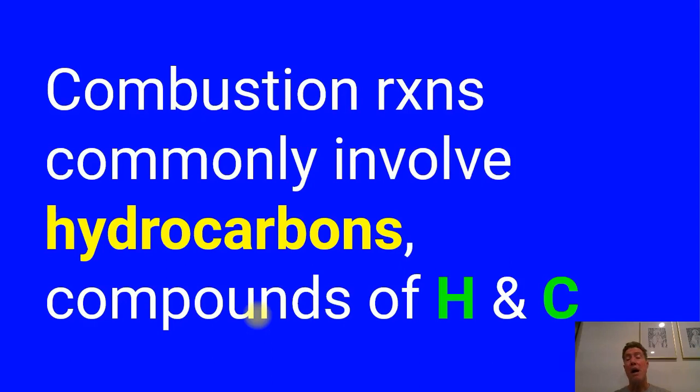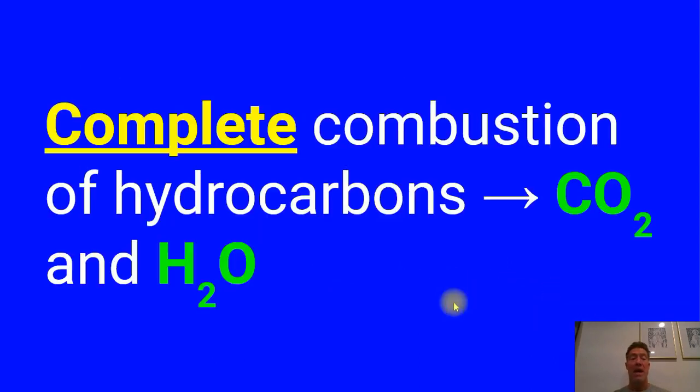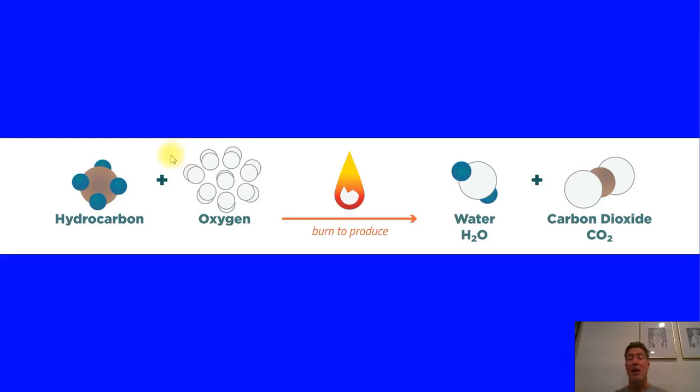Combustion reactions commonly involve hydrocarbons, that is, compounds built out of carbon and hydrogen. And if we have what's known as complete combustion of the hydrocarbons, the products will be carbon dioxide and water. That's important to remember, because if you can have complete combustion, as the word indicates, it seems like you could also have, as we're going to see, incomplete combustion.